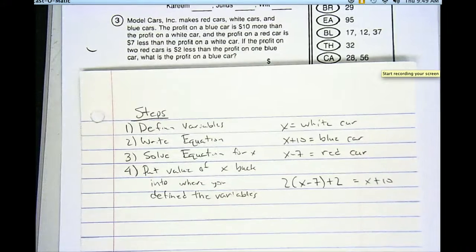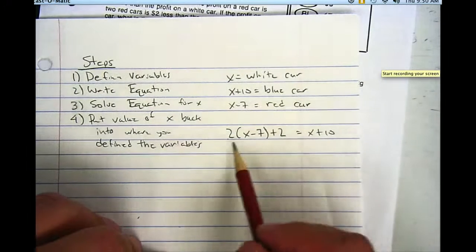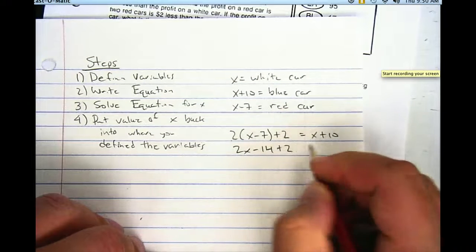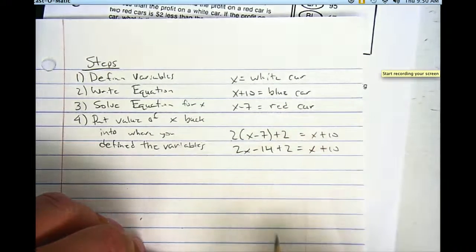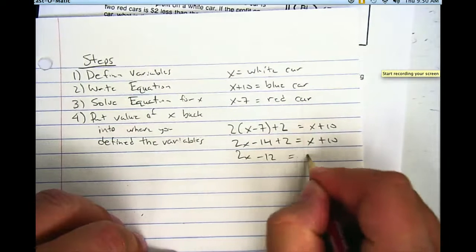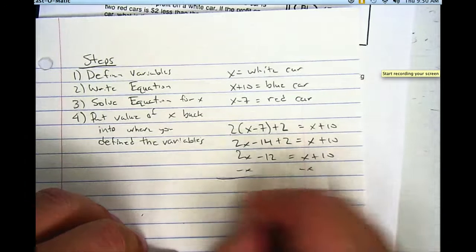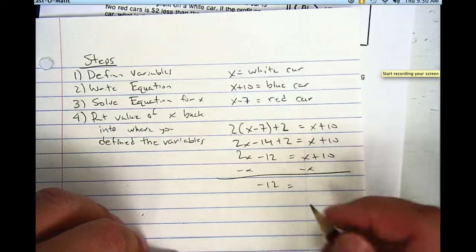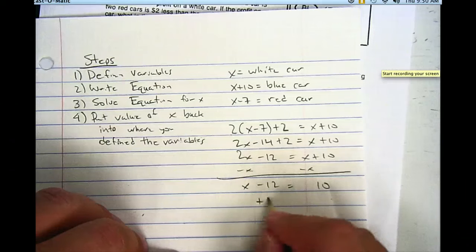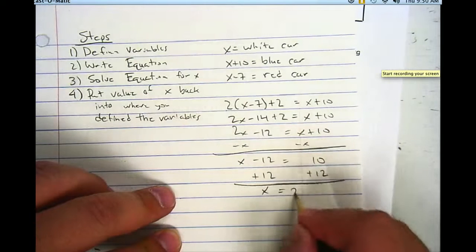After I've set up the equation, I'm going to slide it back up and work on this here. So I use the distributive property to simplify the left side of the equation. And I get 2x minus 14 plus 2 is equal to x plus 10. Then I can combine like terms on the one side: 2x minus 12 equals x plus 10. And then I can take away an x from both sides. And I have negative 12 and x over here, and on the other side I have 10. And then I can add 12 to both sides. And I am getting x is equal to 22.